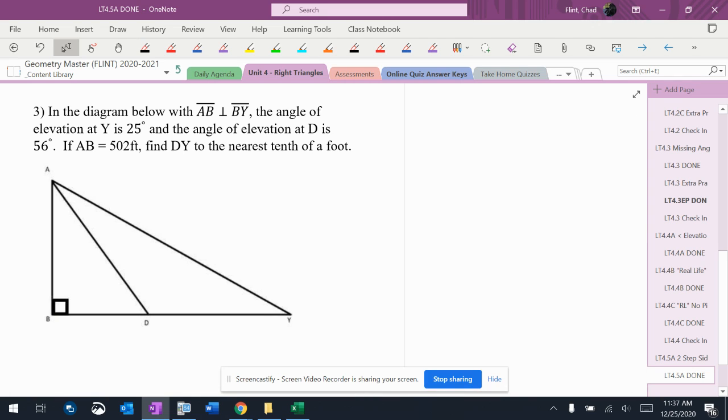The first two had all the numbers on there where they belong. This one does not, which means I'm going to have to be careful and put my numbers in the right spot. So it says the angle of elevation at Y is 25. The angle of elevation is ground up. Angle of elevation at D is 56.